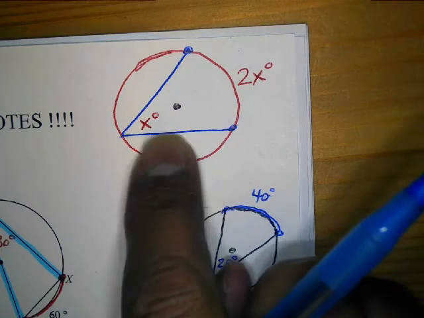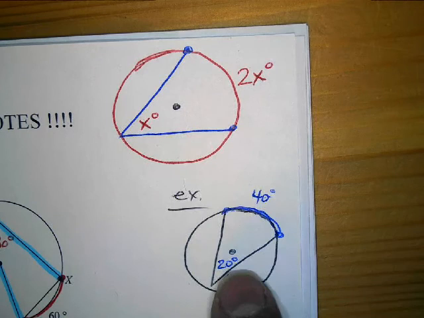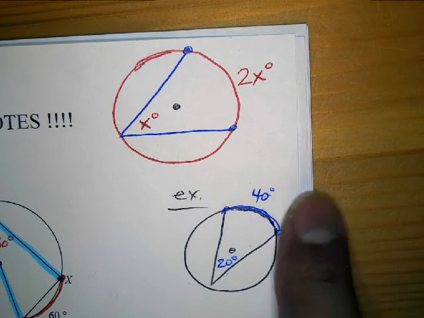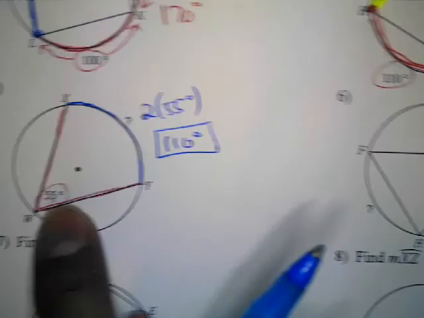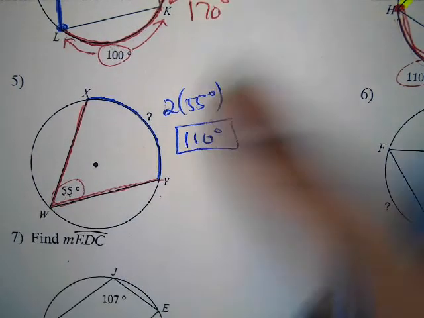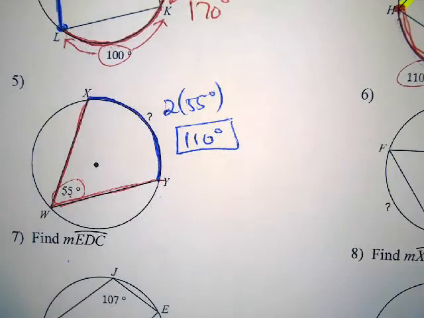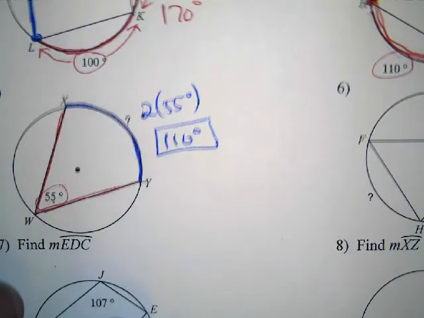Remember our little rule here? Remember this, if this is X or whatever, this one's double of it, twice of it. An example, if this one's 20, well, 20 times 2 is 40. So now we're just kind of going the other way, right? Now they're giving you the inscribed angle. And if that's 55, double it to get the arc.